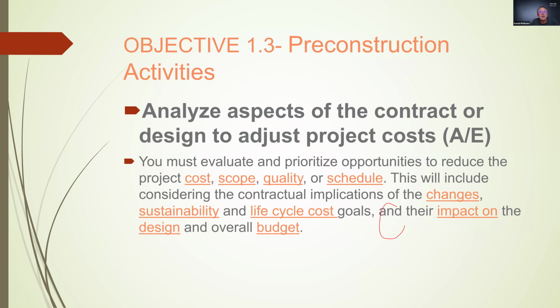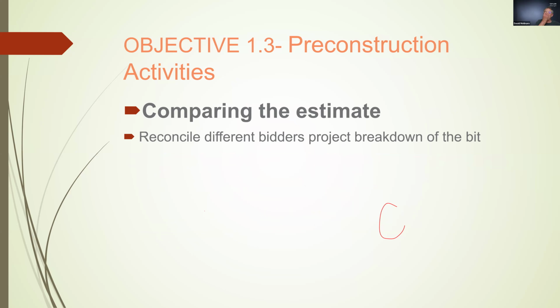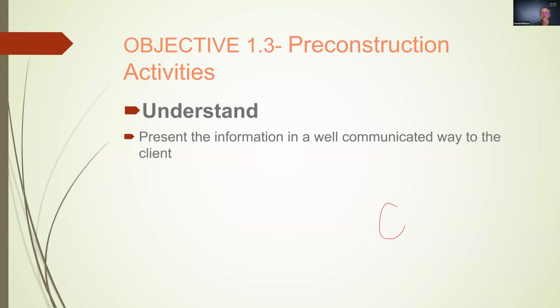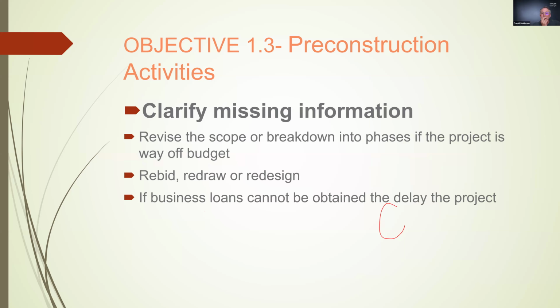Analyze the aspects of the contract design and adjust project costs, right? So we're responsible for looking at the project cost, scope, quality, and/or schedule, and possibly evaluating. We may need to understand the differences and communicate the differences clearly to our owners, because we are the experts in construction. They are not. There may be some information that we need to supplement, right, with the bidding.